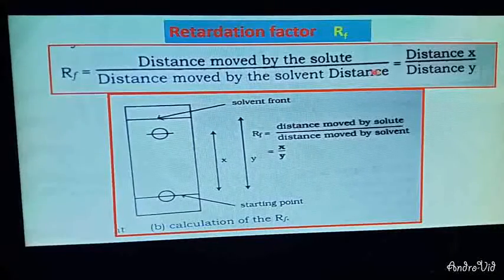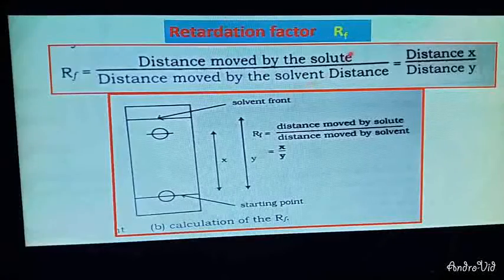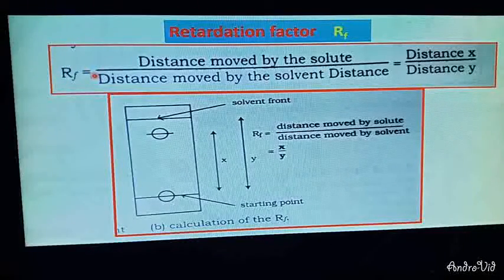We know very well that during column chromatography, as we have already seen, when the solvent as eluent passes through the column, the movement of the solute also happens. Okay, so the distance moved by the solute and the distance moved by the solvent, this ratio is basically called the RF factor. Okay, if the value of RF is near to 1, then you have to remember the point that the solute can be non-polar.